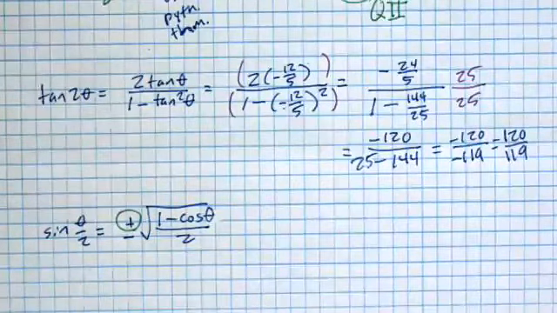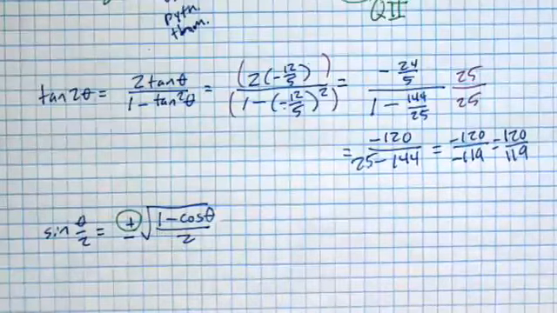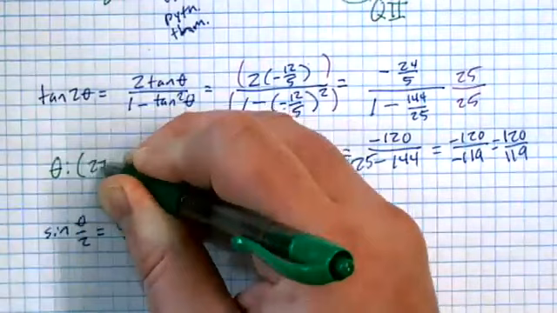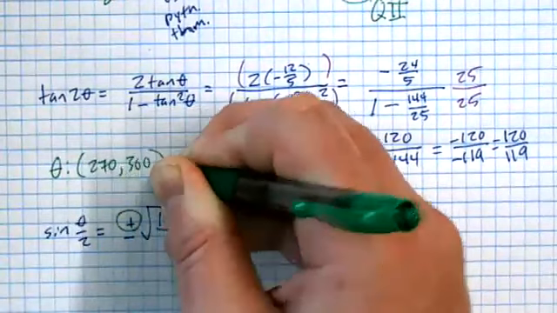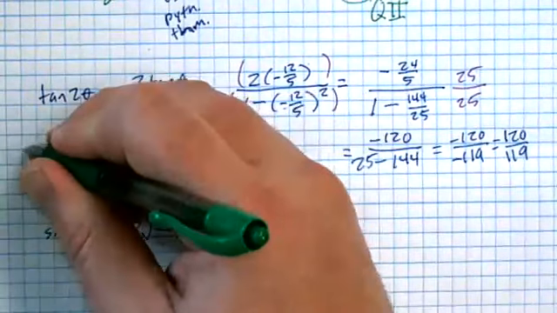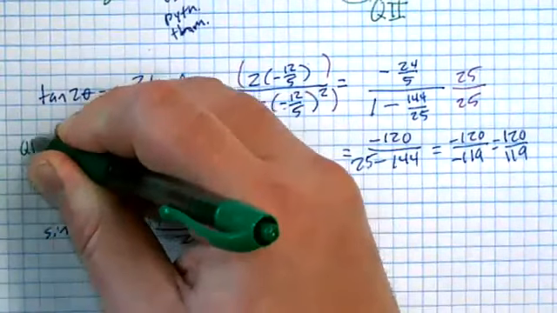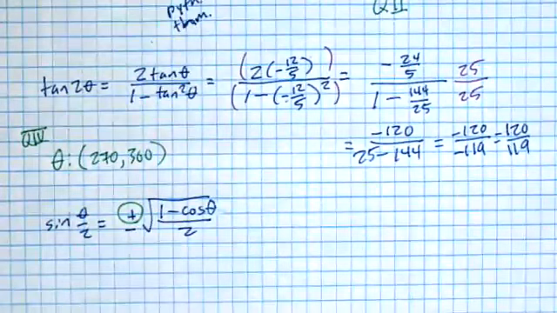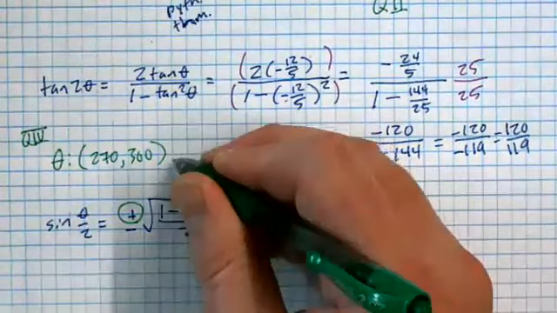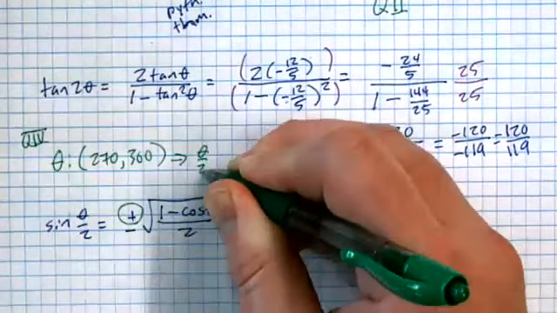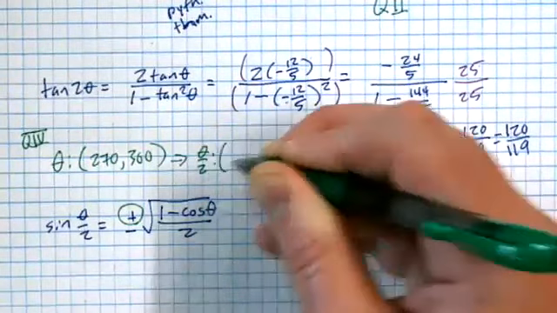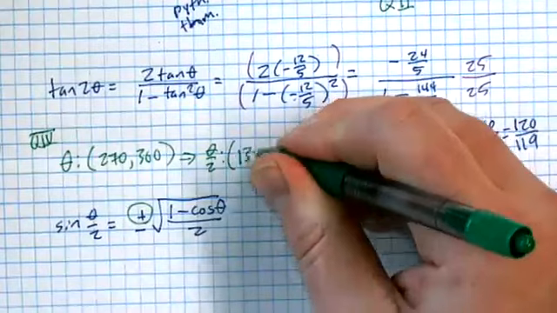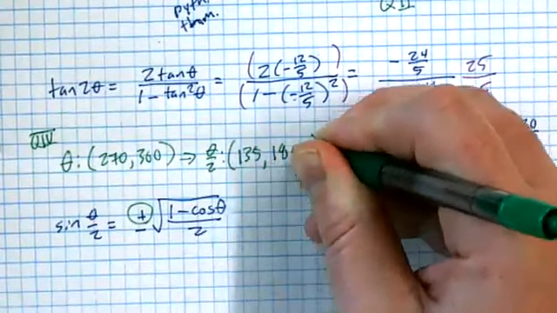So I'm going to put some notes down here. This is how I figured that out. I knew that theta was somewhere between 270 and 360 because it's in quadrant 4. We already figured out that theta is in quadrant 4, which means that theta over 2 has to be between half of this and half of this. So it's got to be between 135 and 180.